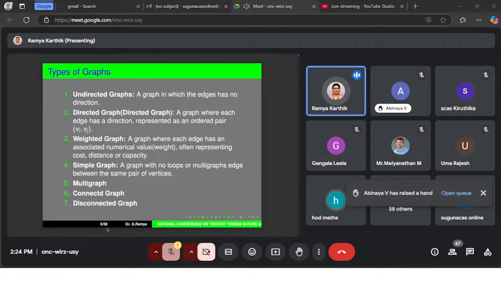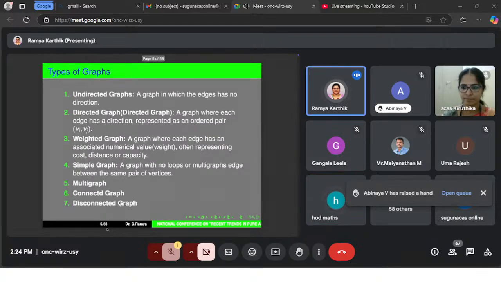For the directed graph, consider a one-way road or follow relationships on social media. One person follows the other, but the reverse may not be true. That's why in a directed graph the edges have directions. Next one, weighted graph. In a weighted graph, edges have weights, that means they are given some values. For instance, in a transportation network, the edges can be weighted representing distance, time, or cost.